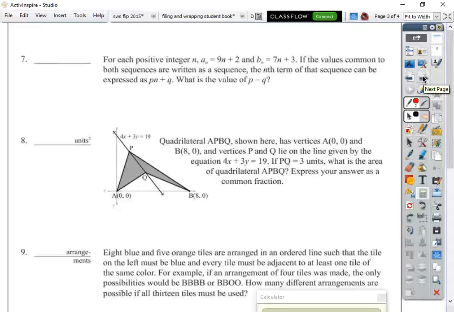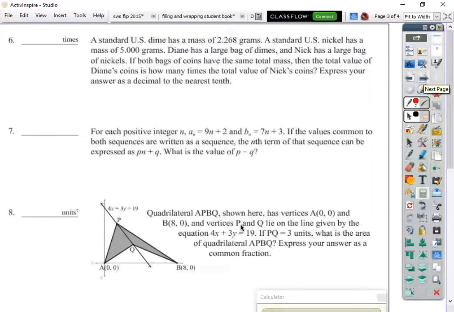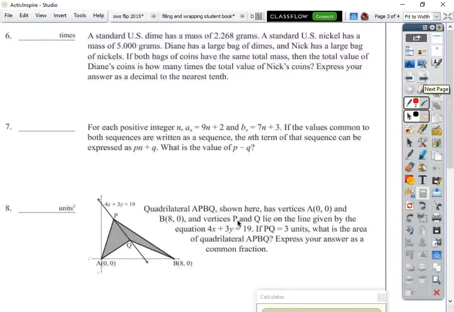All right. Number 6. This is another fun algebra problem. Really, this is a system of equations problem, because we can write 2 equations out of this one.